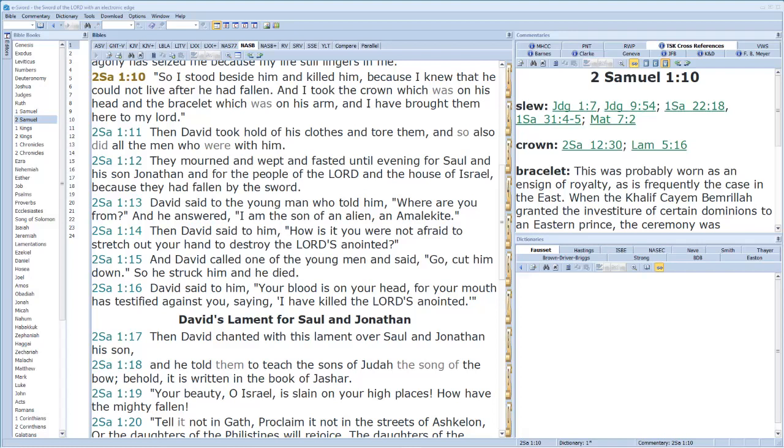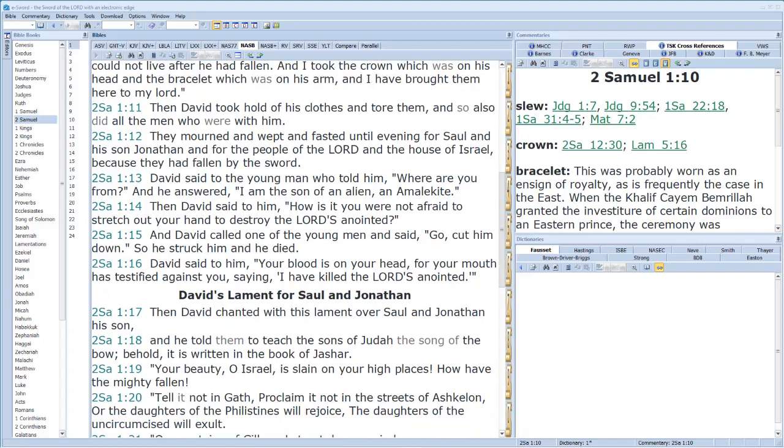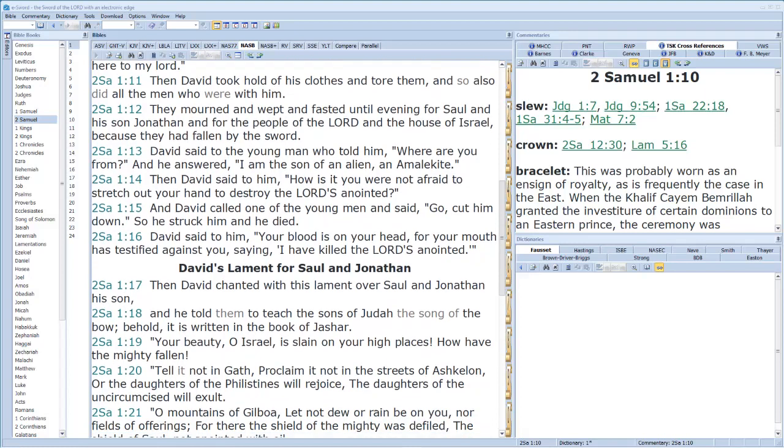Because 1 Samuel doesn't tell us that when the Philistines found Saul dead later, they had his crown. If they had his crown, believe me, they would have sent it around the Philistine cities to prove that they had defeated him. But all they had was his head, because this young man had come in the meantime. After Saul had died, but before the Philistines had come and spoiled the body, he took the bracelet and the crown. And it says in verse 11, then David took hold of his clothes and tore them.